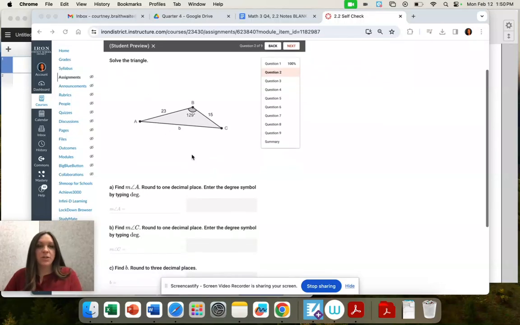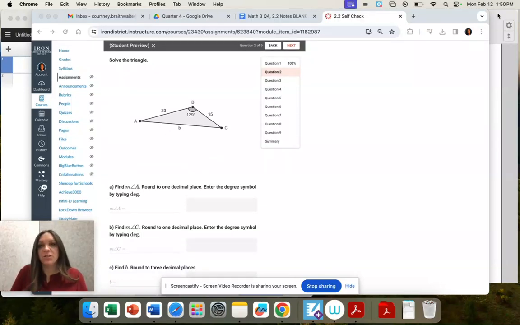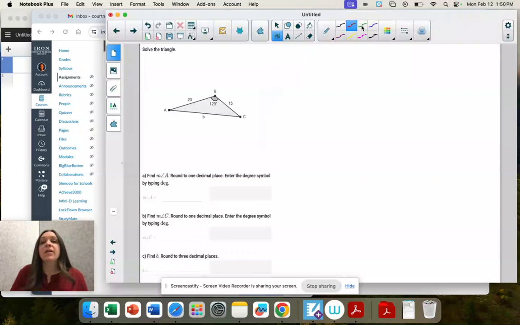Question 2, we want to solve the triangle. So just like our last one, we have a side with the angle between and another side. And those are what we know. So when you know the angle in between two given side lengths, that is your cue to use law of cosine. So we're going to use law of cosine.